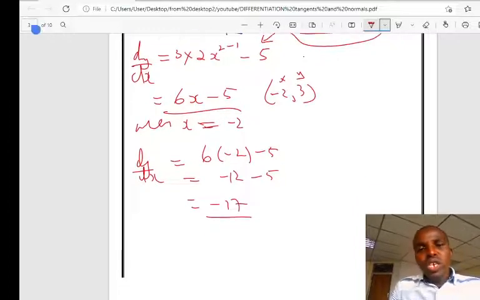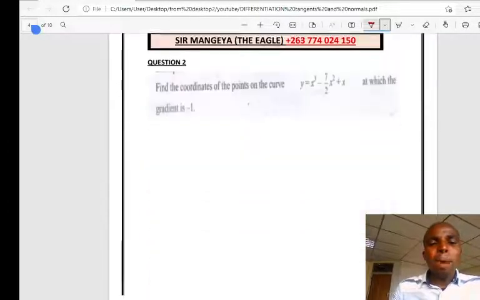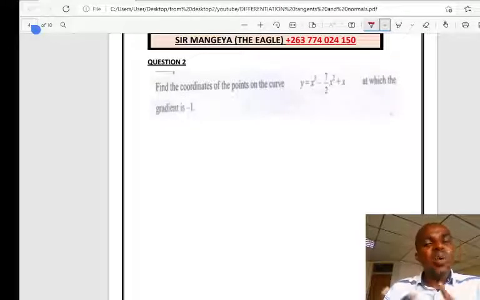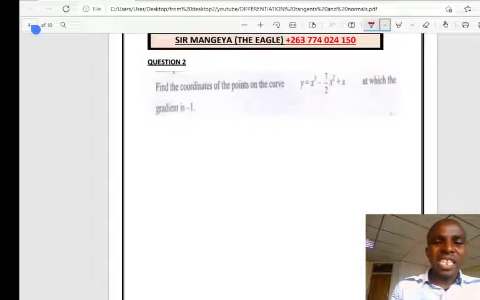That will be your dy/dx when x equals minus 2. The point is (-2, 3). Next, question number 2: Find the coordinates of the points on the curve at which the gradient is minus 1. We're now given the gradient. We're being asked to find the coordinates of the points where the gradient is minus 1. How can we find the coordinates of the point?